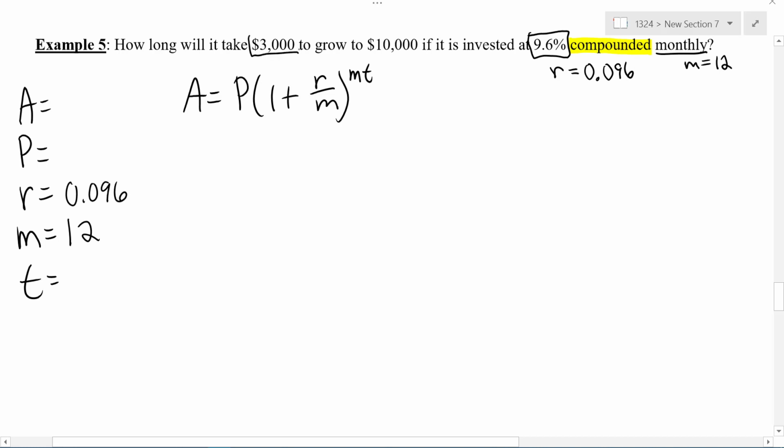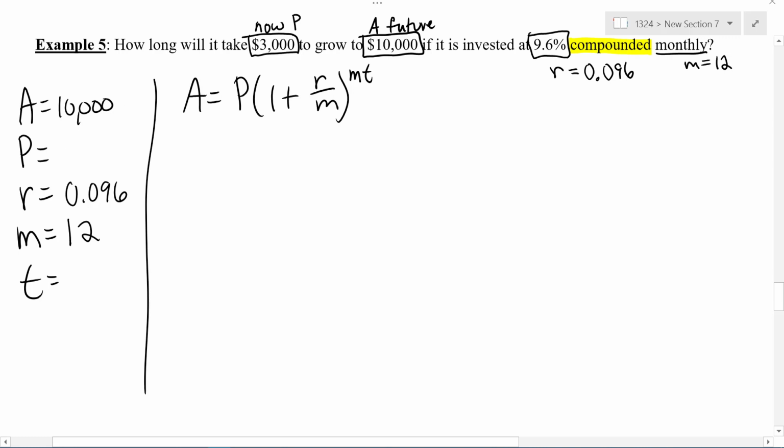All right, so we have $3,000, and it's going to grow to $10,000. So this is how much I'm investing now. That's the principal to get a future value of $10,000. So that's our A value. So we know the A value is 10,000 and the P value is 3,000. So the question is how long? We don't know how many years it will take for $3,000 to grow to $10,000. So in this case we're solving for T.